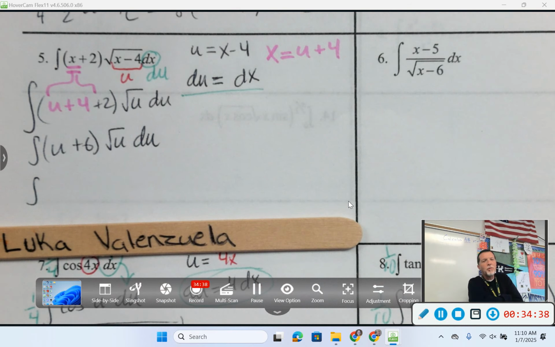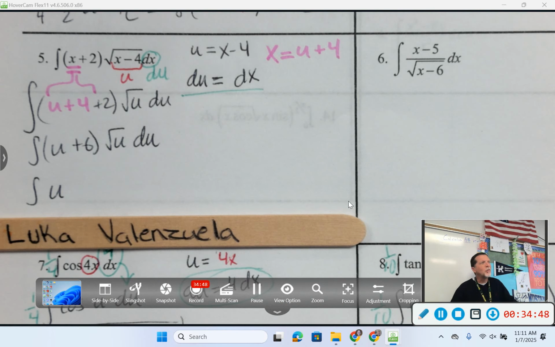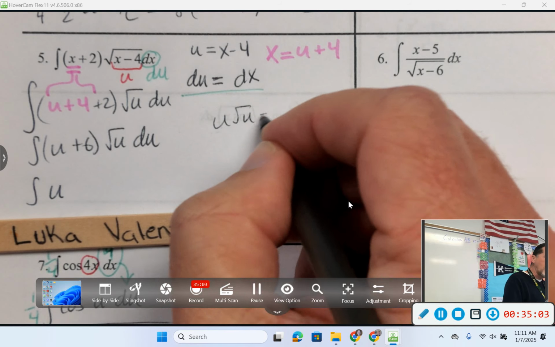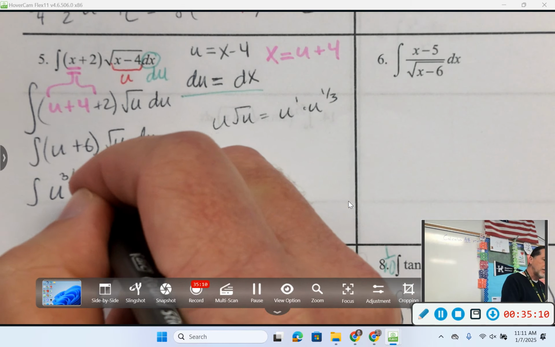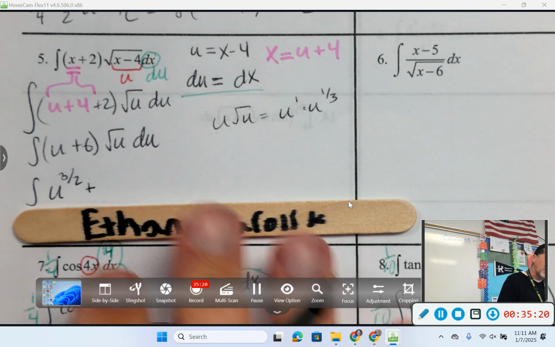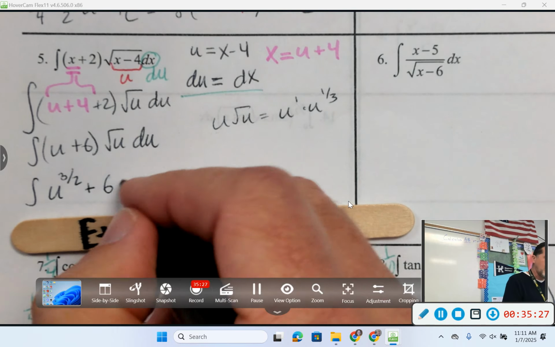Luca, impress me with your algebra skills here. U times the square root of u. What would that be? Especially if I only want one power up there. I don't want to write it as u square root u. I want u with one power. I'd rather write it with powers. So would it be u to the 3/2? There you go. That's what I'm looking for. Ethan, how about 6 times square root of u? What would be a better way to write that for calculus purposes? So let's do u to the 1/2.